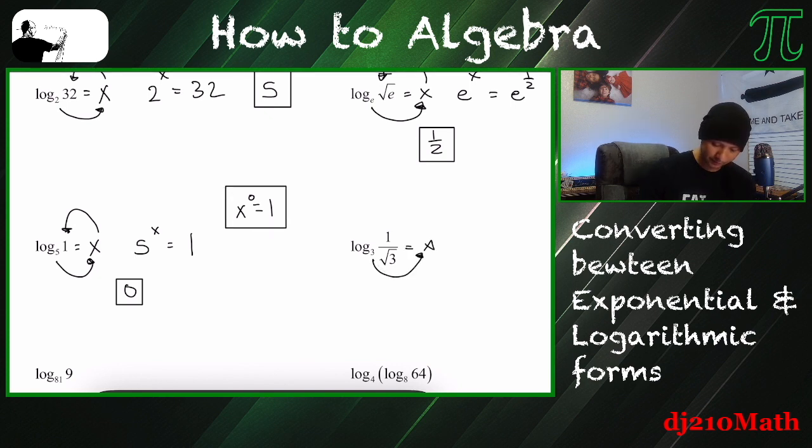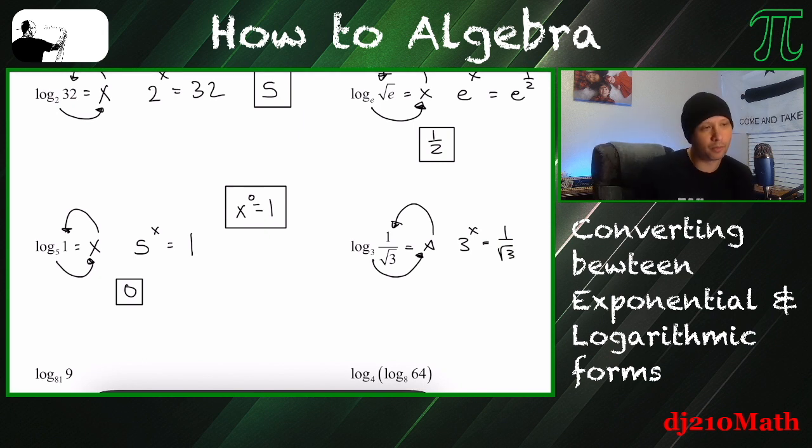So 3 to the x is equal to 1 over root 3. Well, root 3 is 3 to the 1/2 power. But because it's in the denominator, that means it's negative 1/2. So you've got to be able to quickly go back and forth between square roots and bring things up from the denominator. It's got to be second nature at this point. So x is equal to negative 1/2.